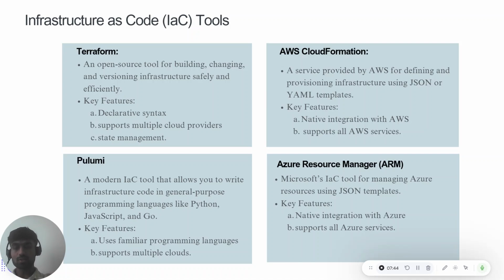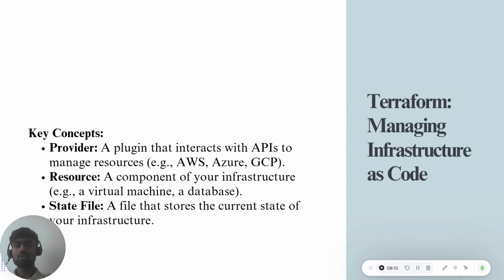Then there is Azure Resource Manager. It is also called ARM. It is Microsoft's IaC tool for managing Azure resources using JSON templates. Certain key features are native integration with Azure, as it is developed by Microsoft only. So it has native integration with Azure, and it supports all Azure services. So these were some of the tools in infrastructure as code.